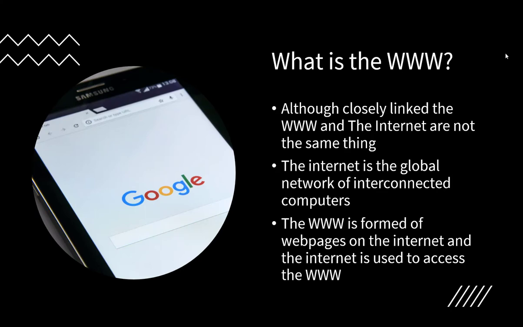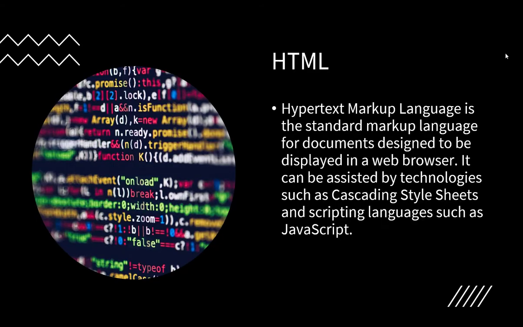The internet is the global network of interconnected computers that you should have seen in a previous video of mine. The World Wide Web is formed of web pages that are on the internet, and the internet is used to access the World Wide Web. So without the internet, the World Wide Web can't exist, but it isn't the same as the internet. Now, I've said the word internet a lot there, and so you need to be able to differentiate between the two a little bit more easily.